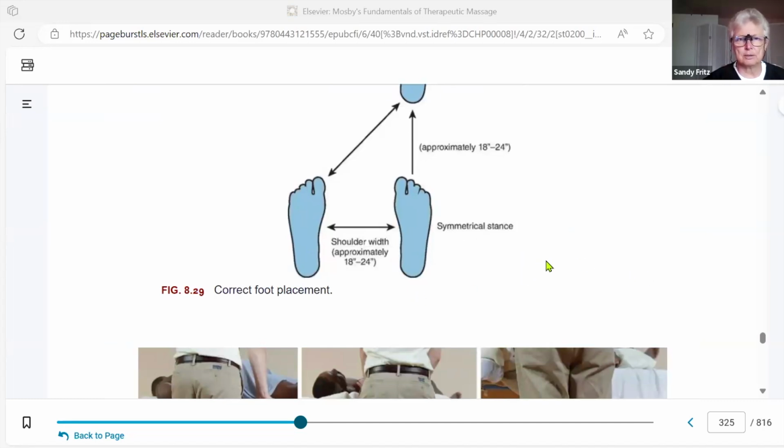This figure is in relationship to where we're talking about foot and ankle, and giving you these distances apart. You don't want to look like you're walking on a trampoline, but you don't want to have your feet way wide apart either.